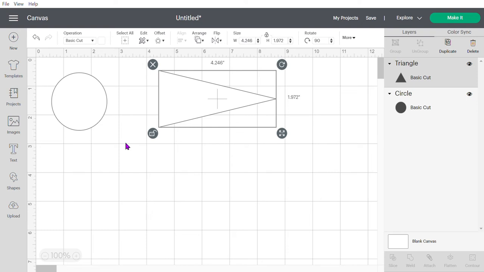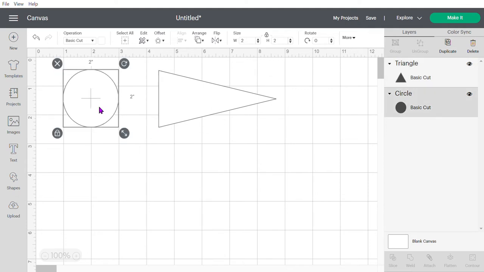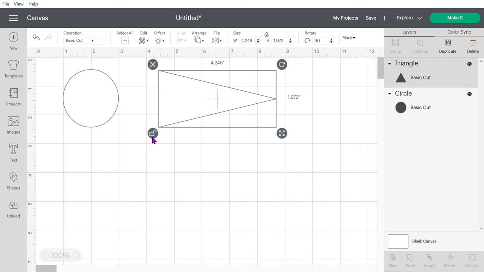The difference between weld, attach, and group. We're going to go over that now. As you can see, I brought a circle and a triangle. I just unlocked it and made it into the shape that I wanted.